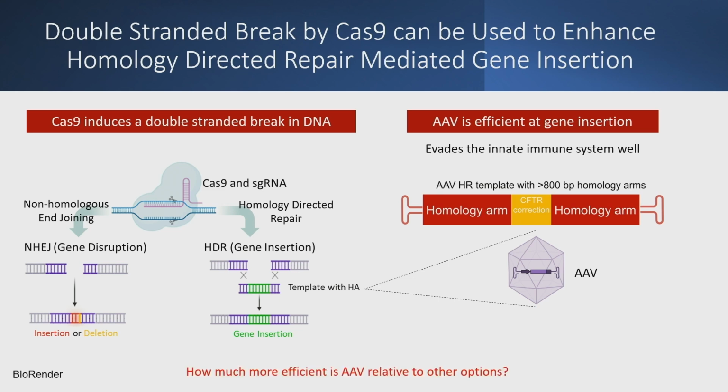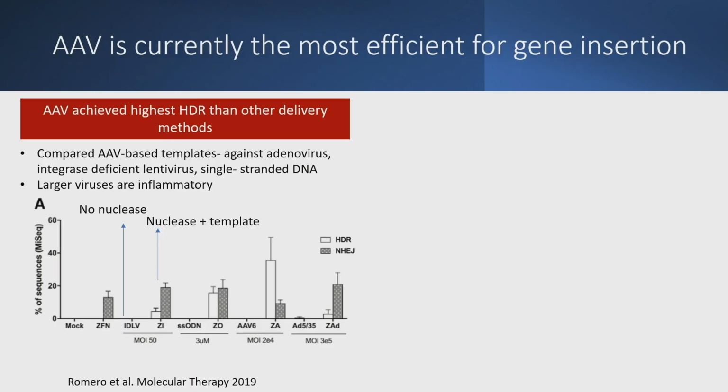So compared to other options, how much more efficient is AAV? This work in 2019 compared AAV-based templates against adenovirus, lentivirus, and single-stranded DNA templates. And their data shows that the AAV had higher HDR than the other delivery methods.